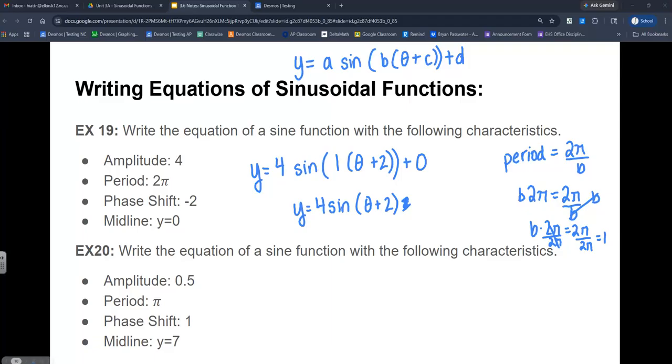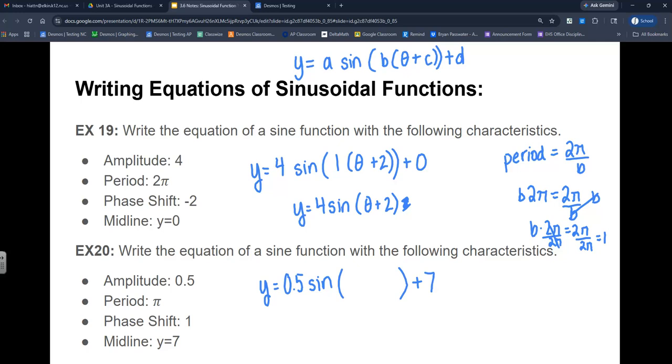Okay, so we're going to do this again with a sine function for these characteristics. So amplitude is 0.5. That's going to go out front. I have sine right here. I'm going to hold off on the inside part for a second and go ahead and do midline because I think it's the easiest. And put my plus 7 over here on the end.